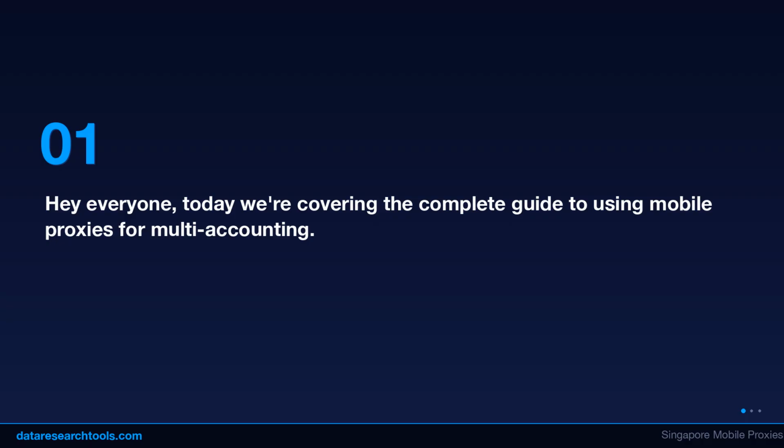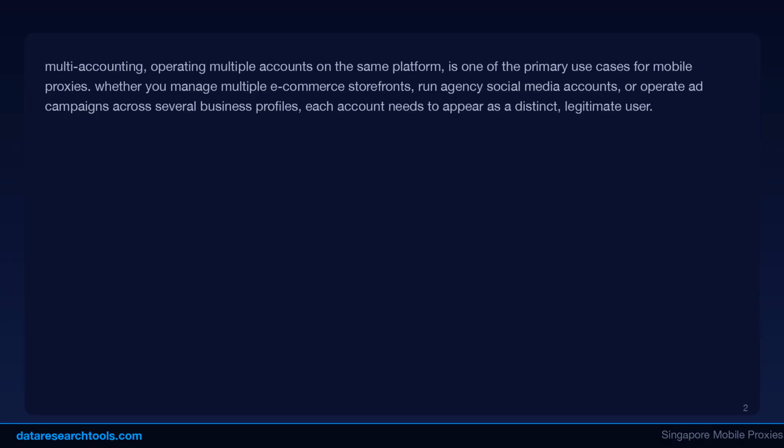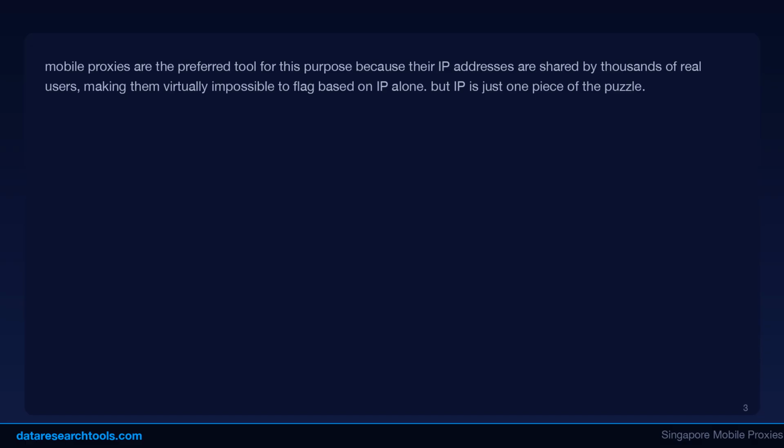Mobile proxies are the preferred tool for this purpose because their IP addresses are shared by thousands of real users, making them virtually impossible to flag based on IP alone. But IP is just one piece of the puzzle. Platforms detect linked accounts through several signals, and the most critical is the IP address. When two or more accounts log in from the same IP, platforms flag them as potentially linked, and it is one of the first checks they perform.